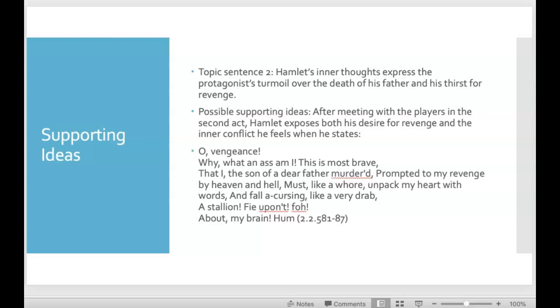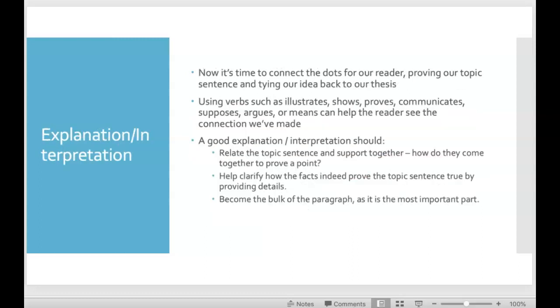However, we need some explanation here. Having a topic sentence and then having a passage from the play is good, but it's not enough. So that's when we're going to move to our explanation and interpretation. This is where it's your turn to connect the dots for the reader. You have to prove your topic sentence and tie it back to your thesis.